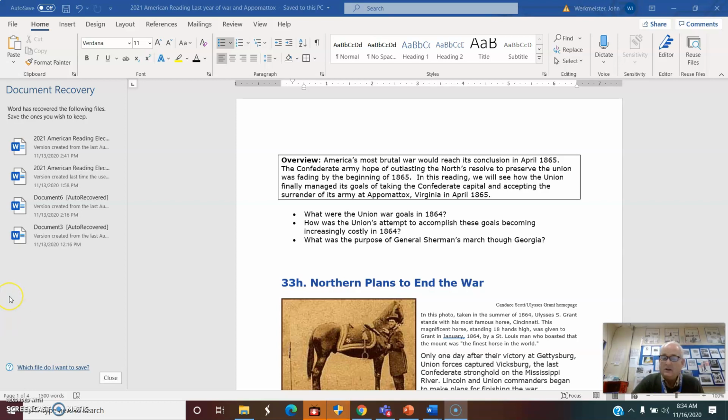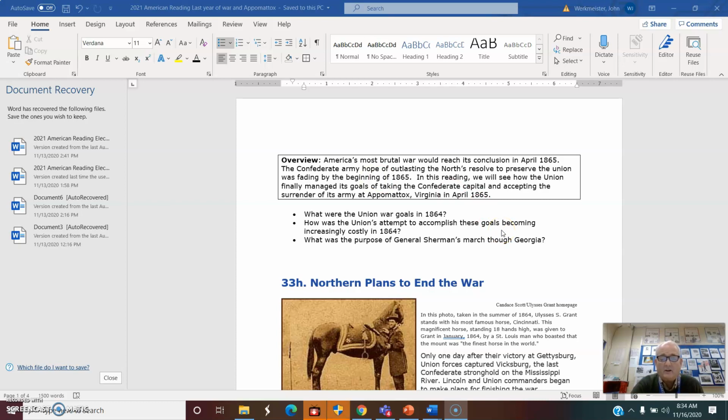So let's scan this. First off, if you see an overview of something at the top, you want to read that in full grammatical sequence right here. So it says America's most brutal war would reach its conclusion in April 1865. The Confederate Army's hope of outlasting the North's resolve to preserve the Union was fading by the beginning of 1865. In this reading, we will see how the Union finally managed its goals of taking the Confederate capital and accepting the surrender of its army in Appomattox, Virginia in April 1865. Looks like I've got to do a little proofreading there.